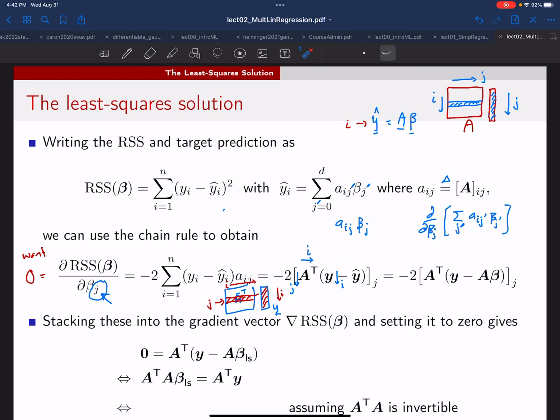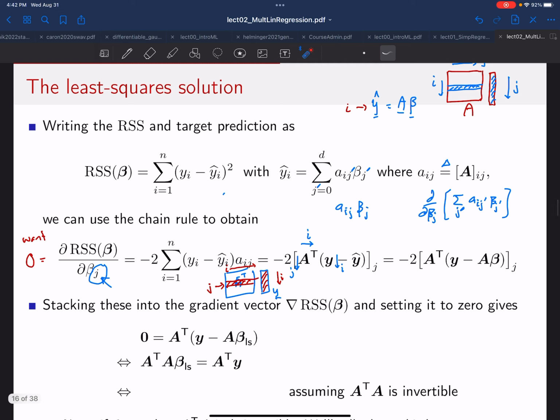Okay, and we're almost done now. Essentially, we need to find the beta least squares which satisfies this equation. This is pretty straightforward. The first thing we do is multiply this out. We have A transpose Y, which gives us this, and then we have A transpose times A beta least squares. Because of the minus sign, we can move that to the other side, so this equation is equivalent to this equation.